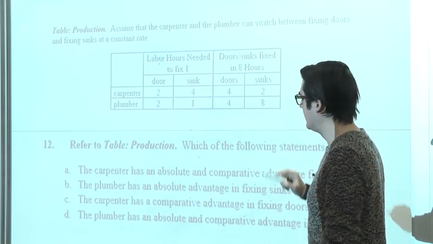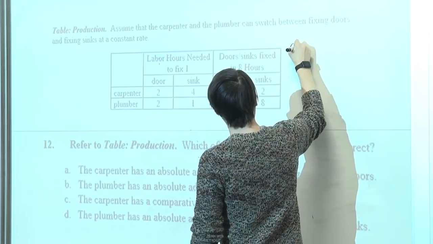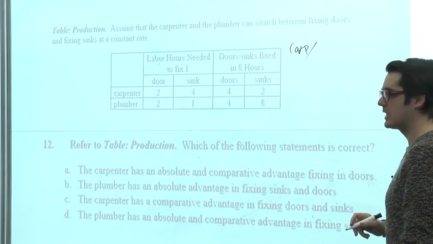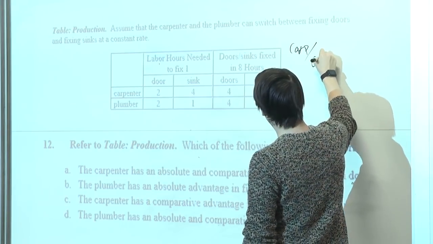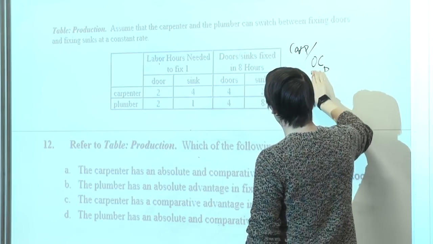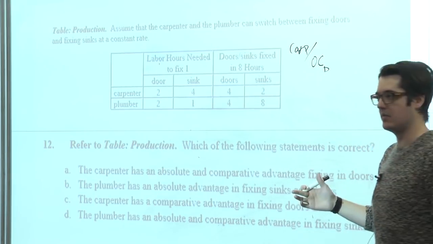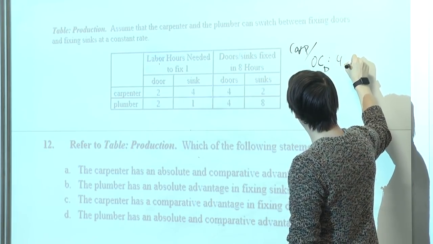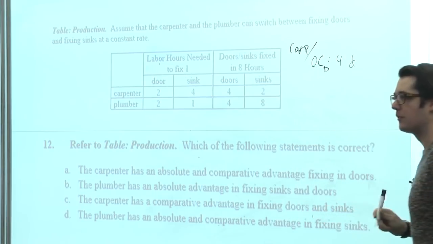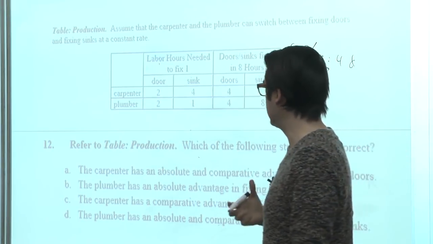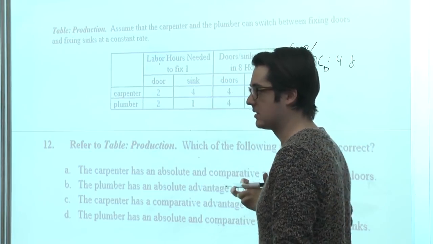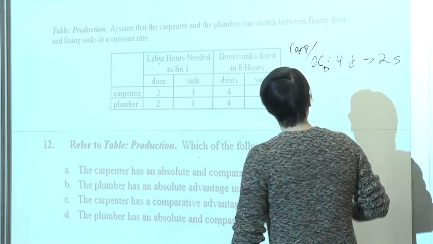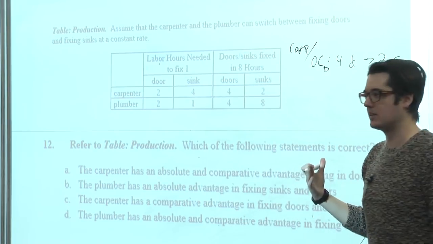Okay, so now we need to look at comparative advantage. Let's look first at the carpenter. All right, so let's calculate his opportunity cost. Opportunity cost, and I'm going to say OC subscript D for the opportunity cost of doors. To produce 4 doors, how many sinks does he need to not fix? 2. So to produce 4 doors, he has to give up producing 2 sinks.